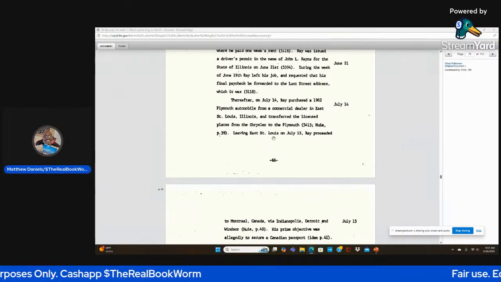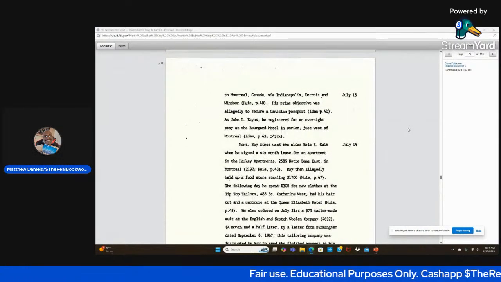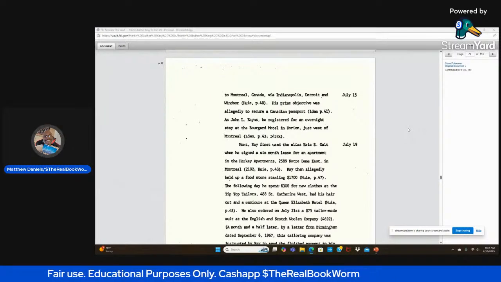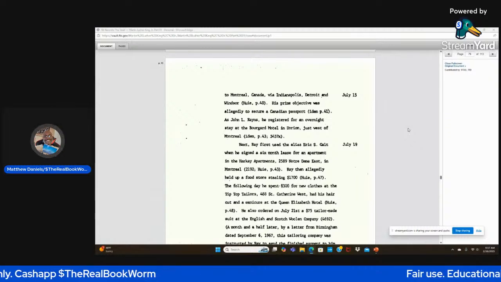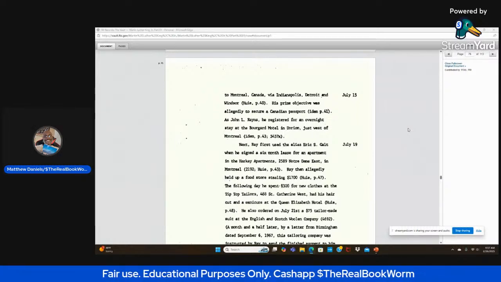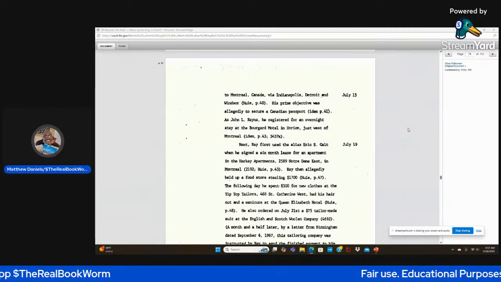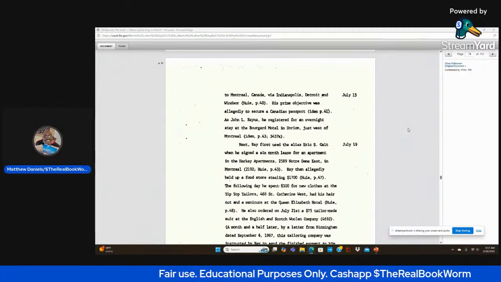leaving East St. Louis on July the 15th, Ray proceeded to Montreal, Canada via Indianapolis, Detroit, and Windsor. So now, 3 months after escaping from prison, he's bouncing from city to city, having jobs, having apartments, leasing out apartments, getting a driver's permit. He purchases 2 different vehicles. Then he goes all the way to Montreal, Canada. This guy goes from one country to the next.